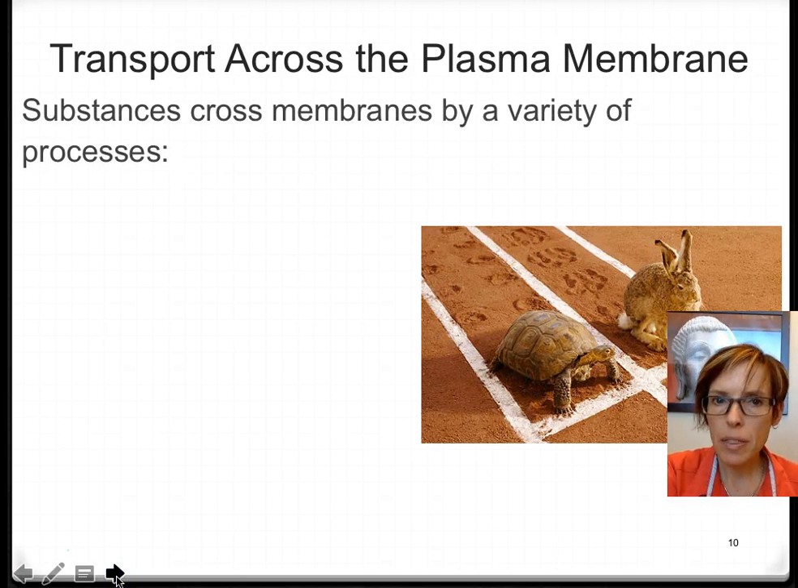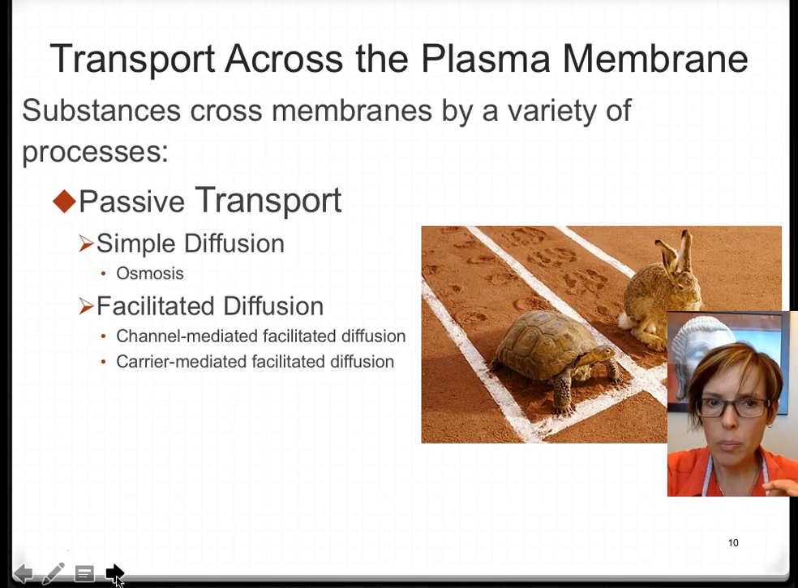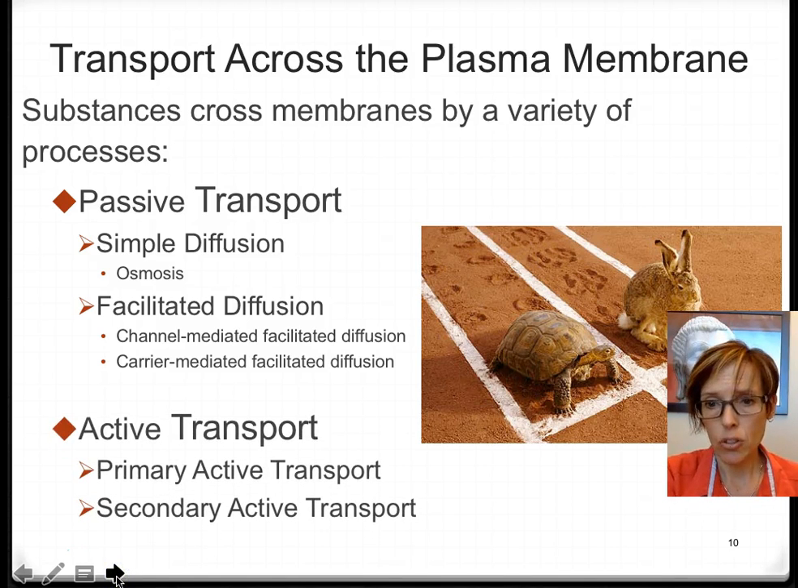So when we talk about things transporting across the cell membrane, we're going to focus on a couple of things. Passive transport, just simple diffusion, facilitated diffusion, and then active transport.